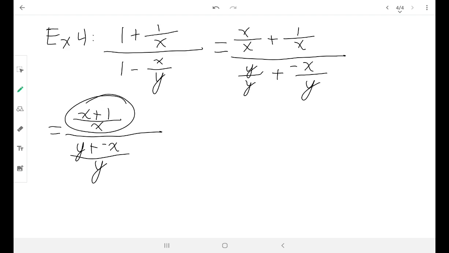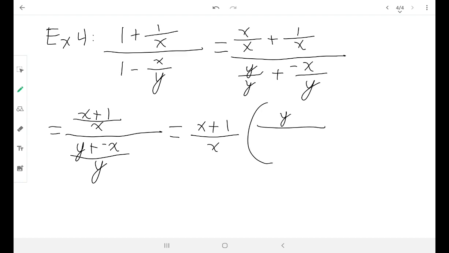And now that I've got a single fraction on the top, a single fraction on the bottom, I can do keep, change, flip, and have the top times the reciprocal of the bottom, so that'll look like x plus 1 over x times y over y plus negative x. I did keep, change, flip there. Multiplication by reciprocal is the definition of division, so I changed it to multiplication by reciprocal.